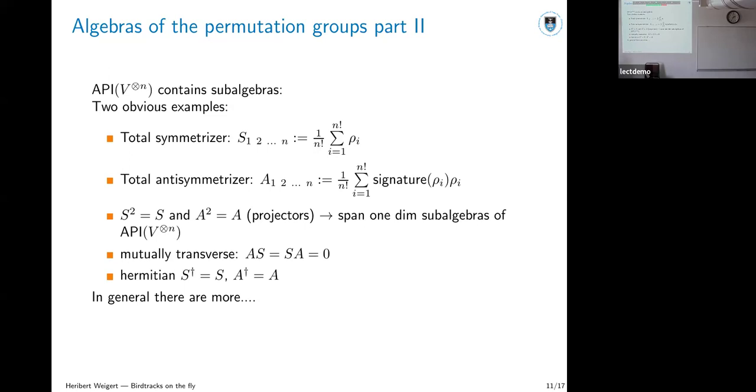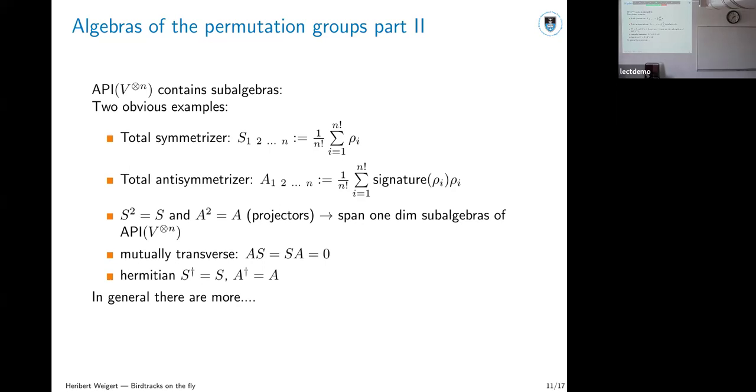And you can easily check that this again is a projection operator. So if you take this to generate the subalgebra by forming powers, you end up with a closed algebra that contains precisely one element, the symmetrizer or the antisymmetrizer. Right? Those guys are actually mutually transverse. That is, the product of a symmetrizer with an antisymmetrizer always gives you a zero. And if you look at this very carefully, you will also see that these are Hermitian operators in the sense of this inner product that I had introduced.